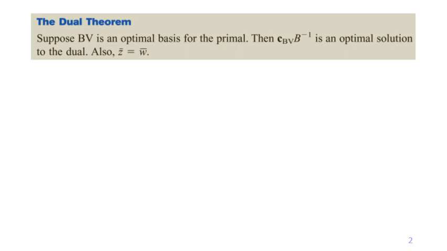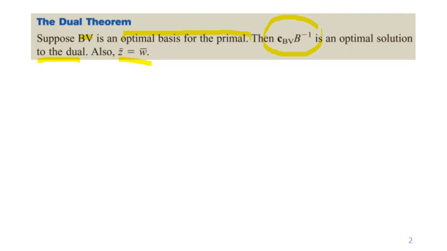The dual theorem says that suppose BV is an optimal basis for the primal. In other words, we know which basic variables become the optimal basis for the primal. Then using that information, we may find the optimal solution for the dual. We simply need to compute CBV B inverse to obtain the optimal solution of the dual problem. And then we may confirm that the objective function value for primal and dual will be the same.